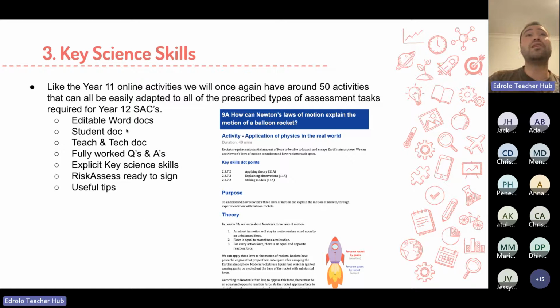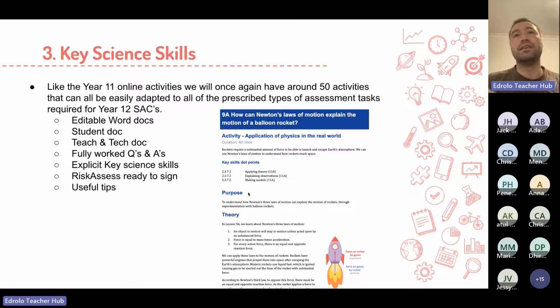In the new book, we've got a whole bunch of pracs, which are all editable Word docs. We've got student docs, and teacher and tech docs to help you, and give you the answers as well. We've got fully worked questions and answers to all our pracs and explicit key science skills.